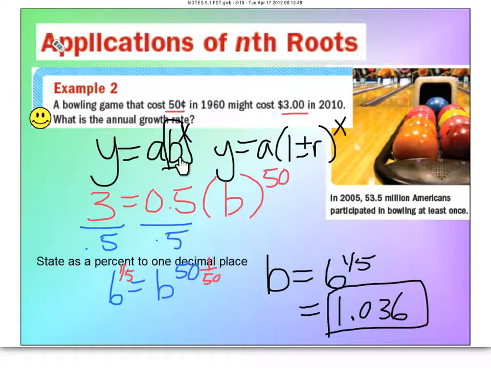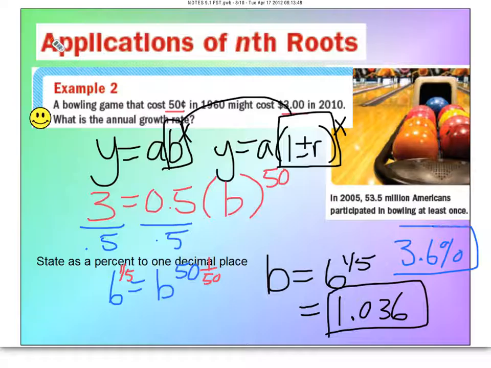Now, what we just found here was the actual b value. I can tell, because it's greater than 1, that b is the growth factor. Well, this thing right here was also the growth factor. They mean the same thing. This formula to the right just gives us a little more detail. So if they ask you what is the growth rate, we can actually see the rate embedded in here. The rate in here, if we write it from a decimal to a percent, would end up being a 3.6% growth rate in the cost of bowling from 1960 to 2010.